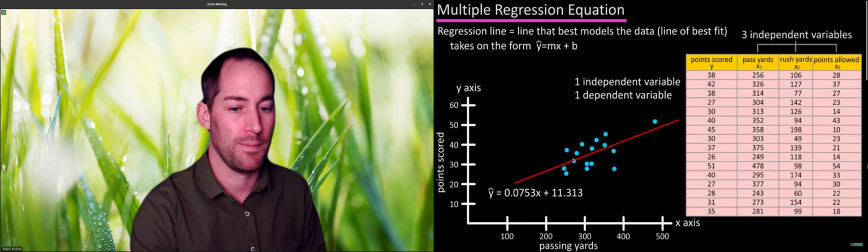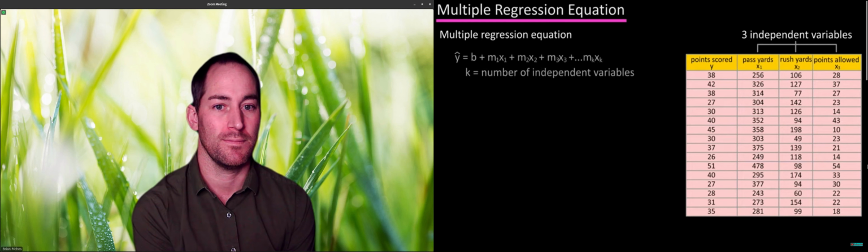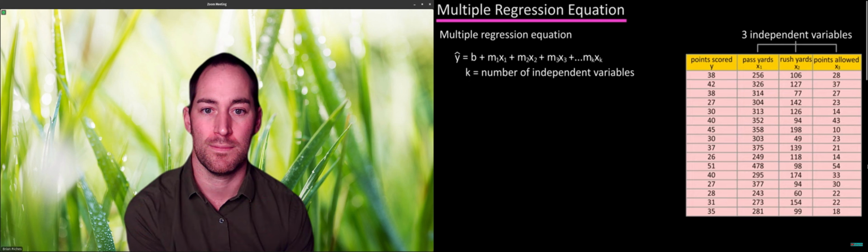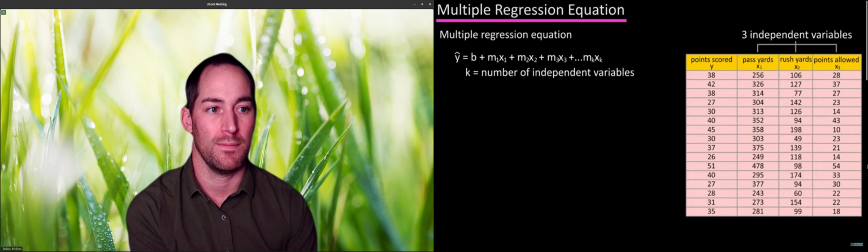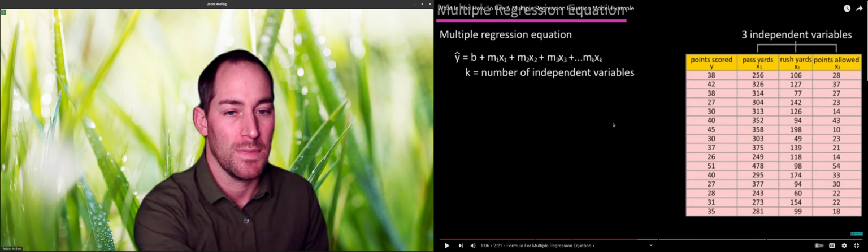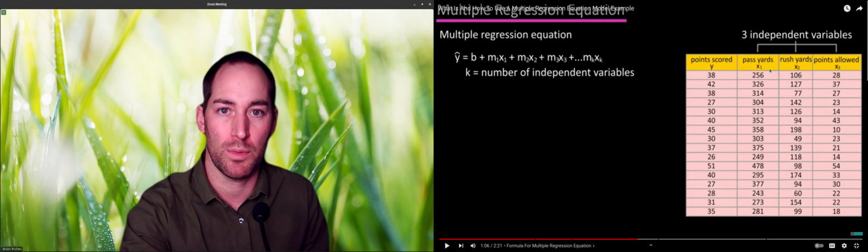Now we have 3 independent variables, and we can construct a multiple regression equation. The equation for multiple regression is similar to the equation for a single independent variable regression line. It is y hat equals b plus m1 times x1 plus m2 times x2 plus m3 times x3, and so on up to mk times xk, with k being the number of independent variables being used. For that equation, you can just keep doing this for as many variables as you have.